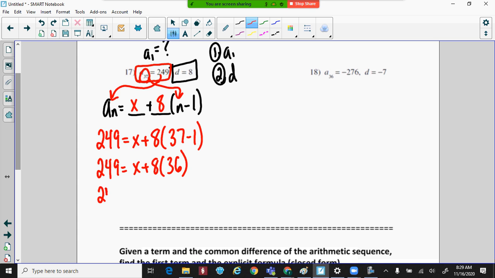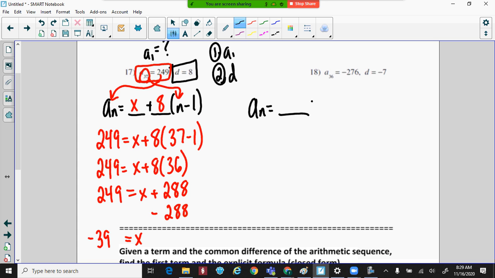Okay, 249 is equal to x plus, I believe this is 288. I think that's the case, but of course, if I guess, I'm going to get it wrong. All right, I'm right. So then I'm going to subtract 288, and my first term x ends up being 249 minus 288, negative 39. Okay, so now I know my first term, and I know what my common difference is. So I'm going to go all the way back to my default formula, because that's what I'm looking for. I'm looking for my formula here.